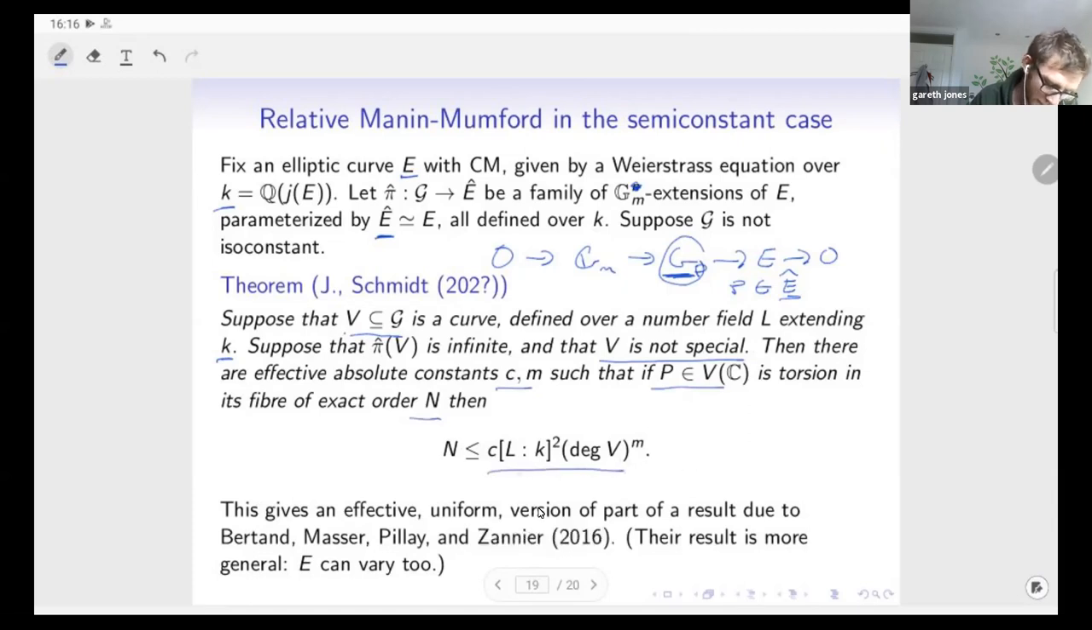So polynomially in the degree of the field of definition of the variety over the base field K. So this result gives an effective and uniform version of part of a result due to Bertrand, Massa, Pillay, and Zanier. Their whole result is more general. In their result, the E here is also allowed to vary. So you could have the Legendre family of elliptic curves or something, and then a varying family of G_m extensions. But if you fix the E, then everything involved can be defined using Pfaffian functions. And then Schmidt and I can show this.